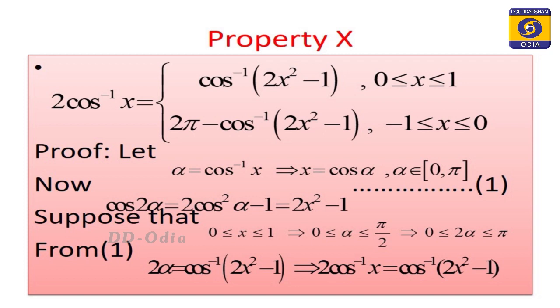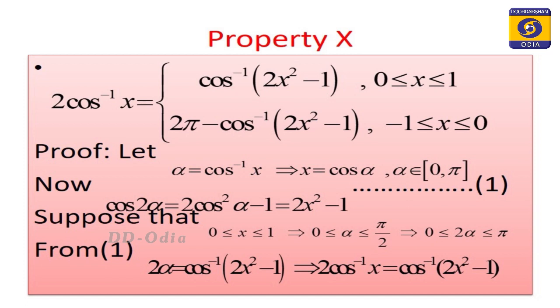The same proof you can prove by taking alpha is equal to cos inverse x. So x is equal to cos alpha. Alpha lies in the closed interval 0 to pi, because you know for cos inverse x, x lies between minus 1 to 1 and alpha lies between 0 to pi.